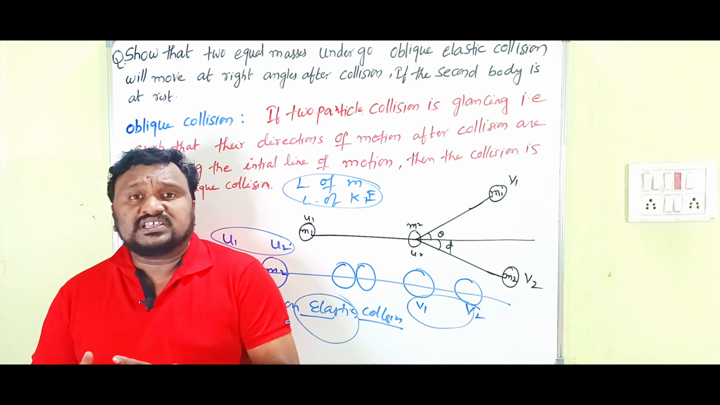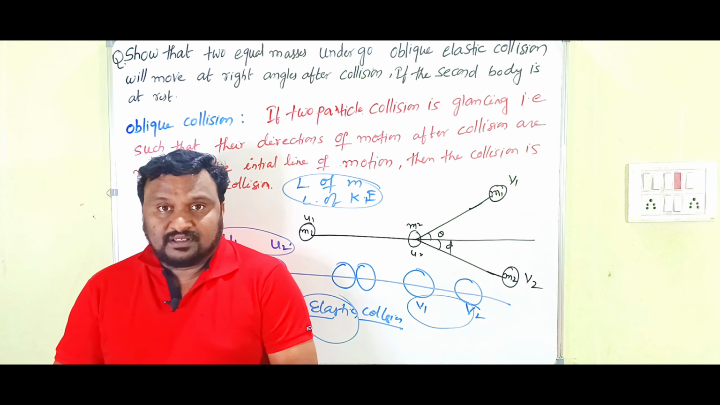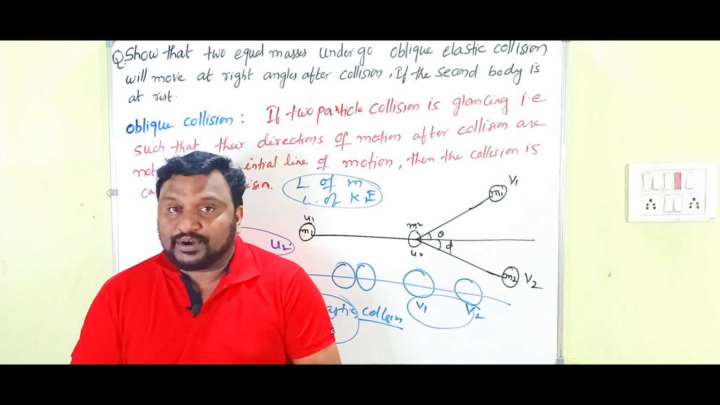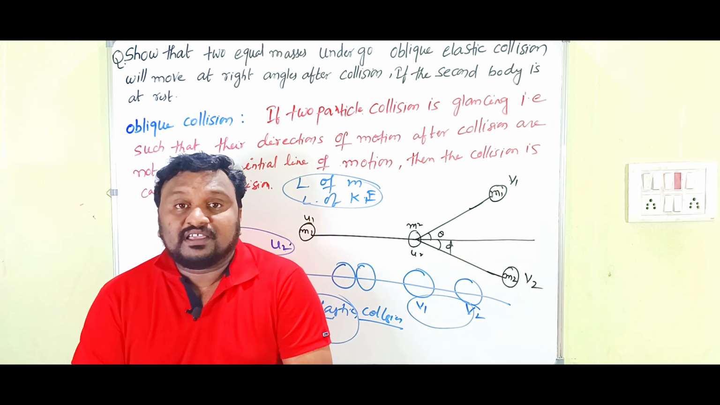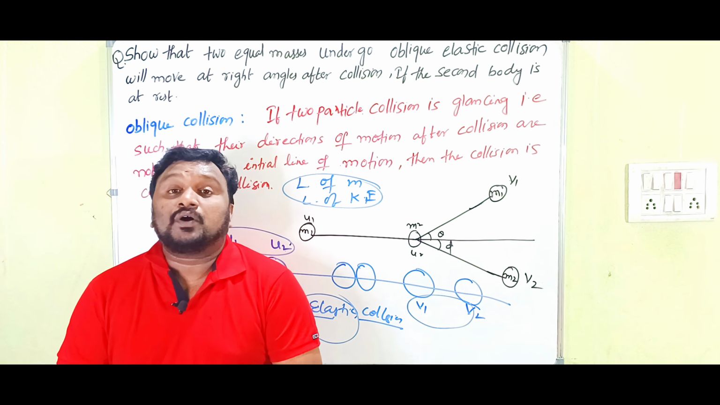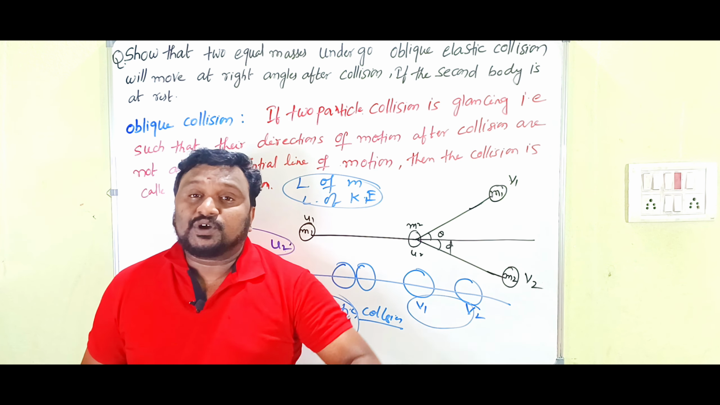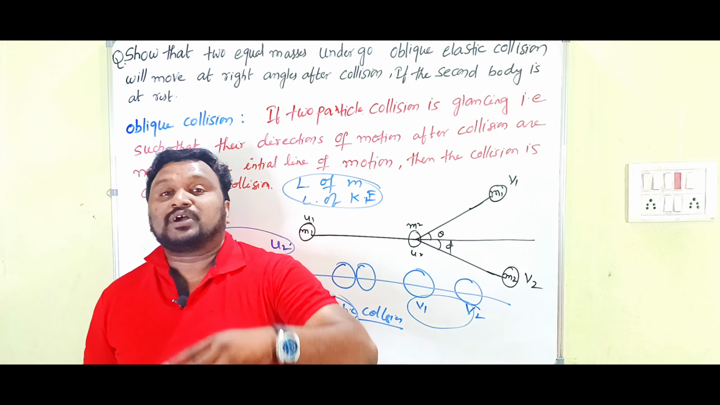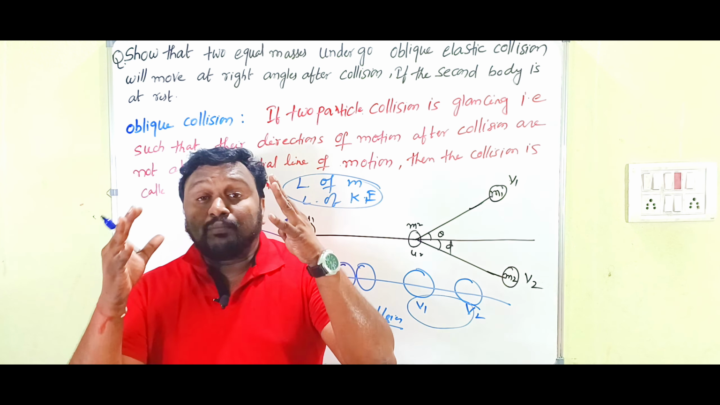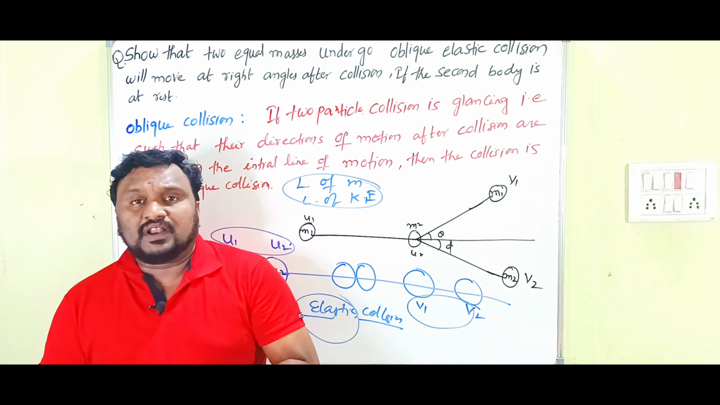Now, what is an oblique collision? Oblique collision means that after the collision the final velocities of the two bodies are not along the initial velocities. That particular collision is called oblique collision. And in that collision, if the law of conservation of momentum and the law of conservation of kinetic energy are both valid, then it is called oblique elastic collision. So this is simply about oblique elastic collision.